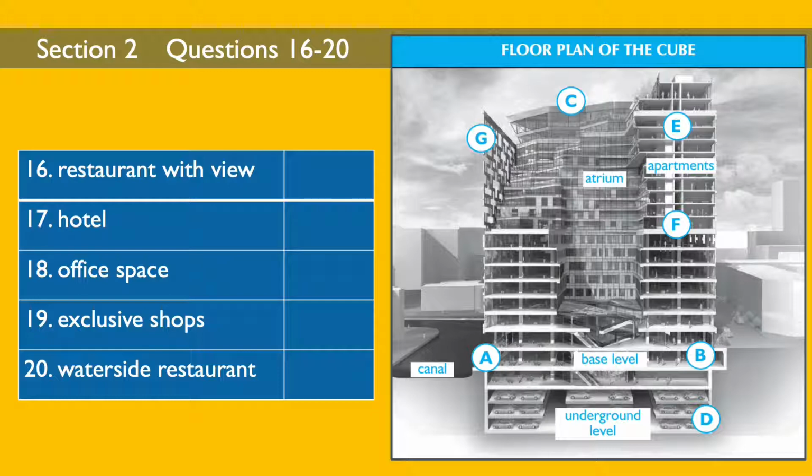The finished Cube will be a mixed-use building. It will house the city's first rooftop restaurant with panoramic views, whilst a boutique hotel and residential apartments below will feature internal views over the twisting atrium. Further down, high-specification Grade A office space is planned, with more exclusive retail and waterside restaurants at the base.